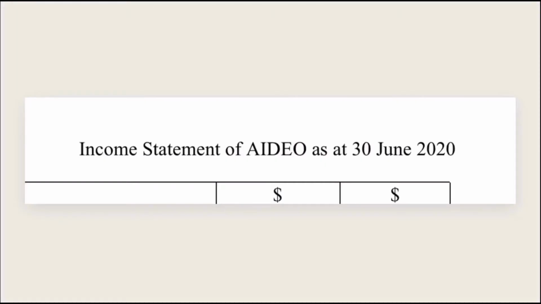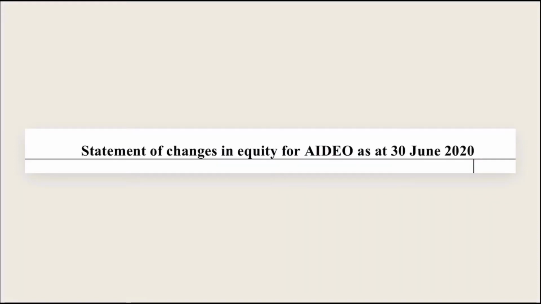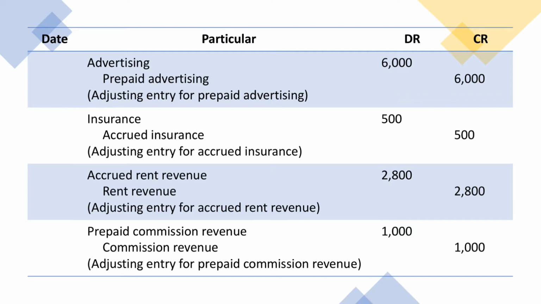Next, the accounting period concept states that the life of a business can be broken up into different time periods. This is seen in the income statement, balance sheet, and statement of changes in equity where the date is specified. Adjustments for prepayments and accrual also serve to match the revenue earned and expenses incurred for that time period.